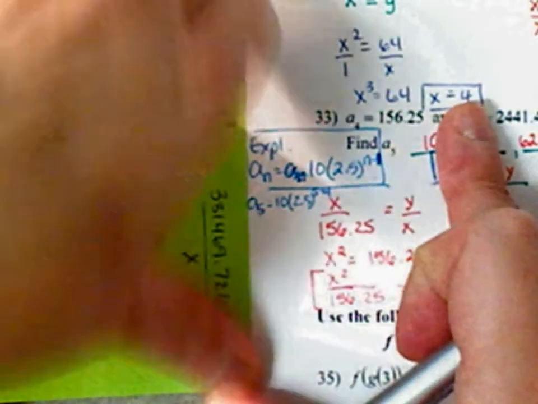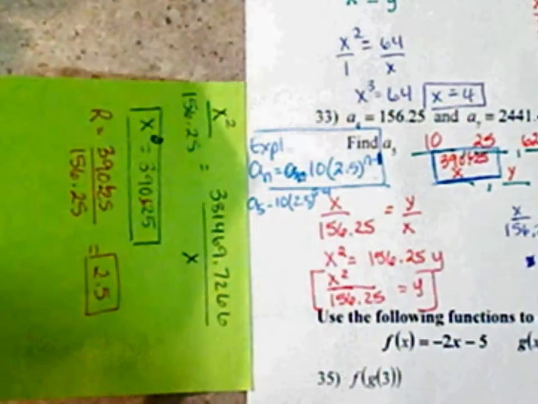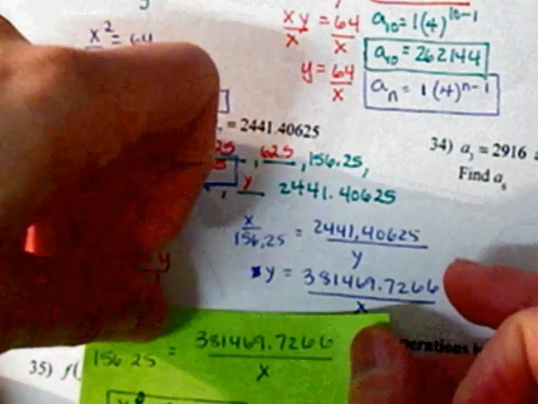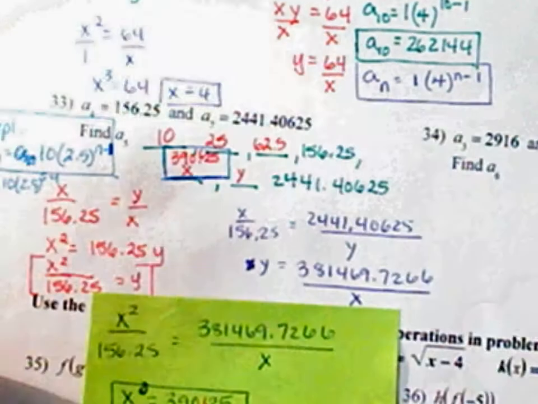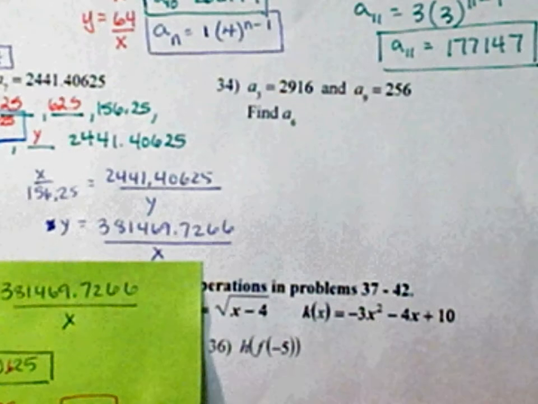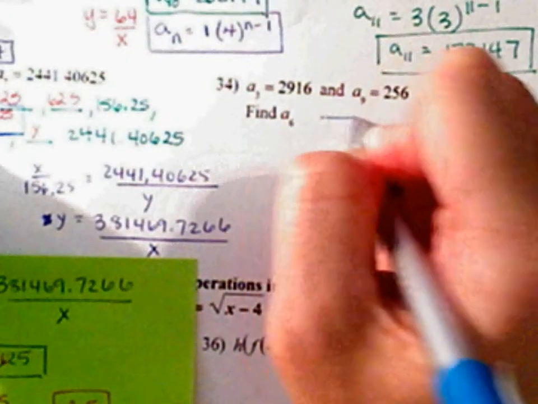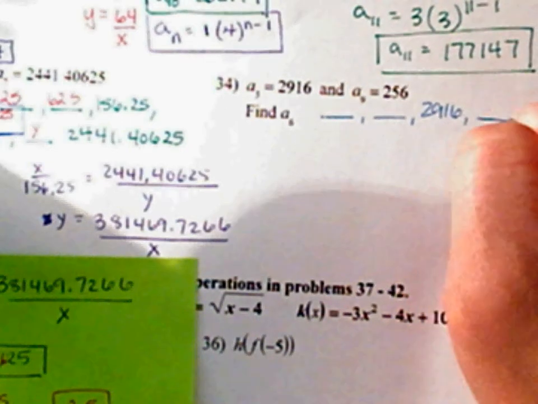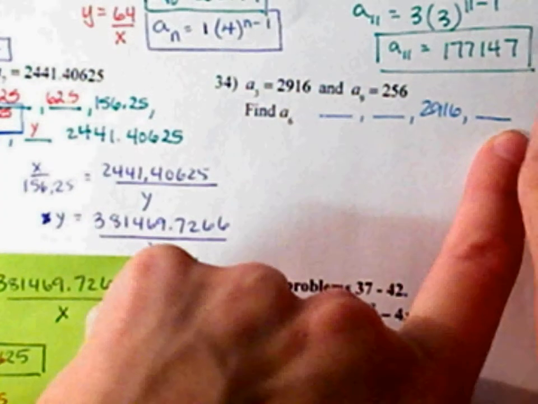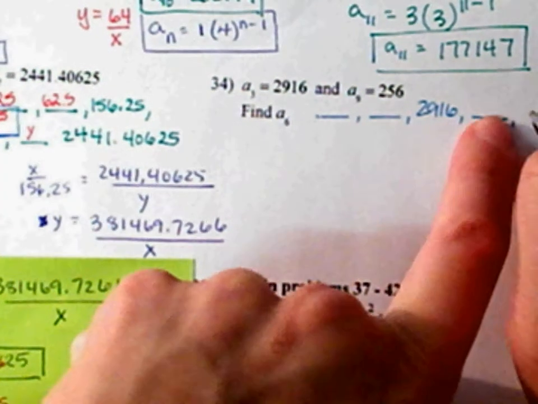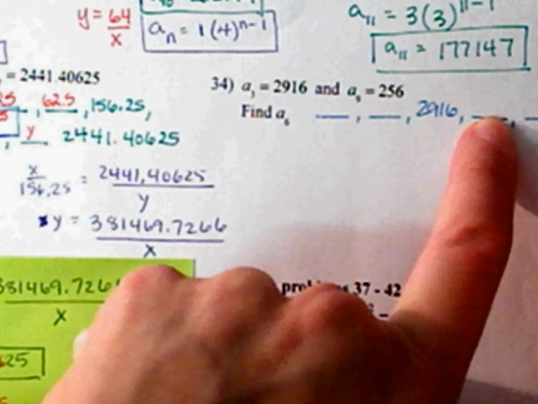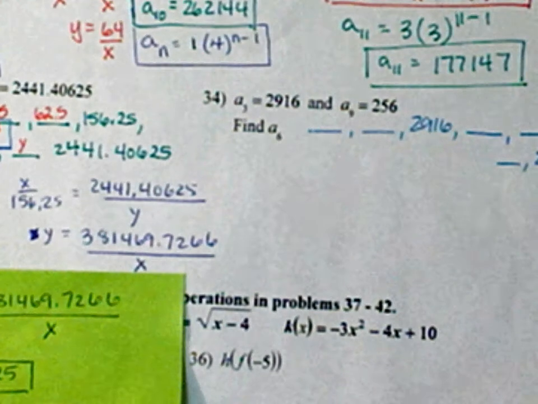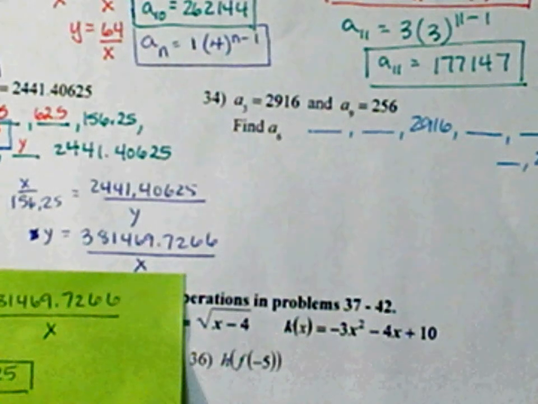Okay. Number 34. Let's see, we'll have enough room for this one. Alright. Number 34. Here we go. Need the first, second, your third is 2916, fourth, 1, 2, 3, 4, 5, 6, 7, 8, 9. Alrighty. We got to go find the sixth term.